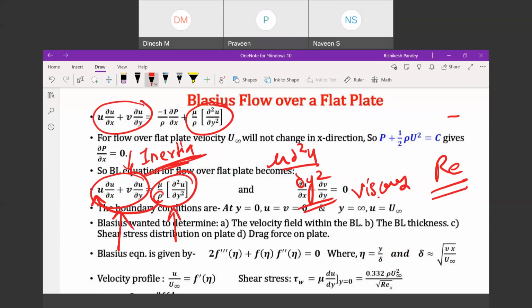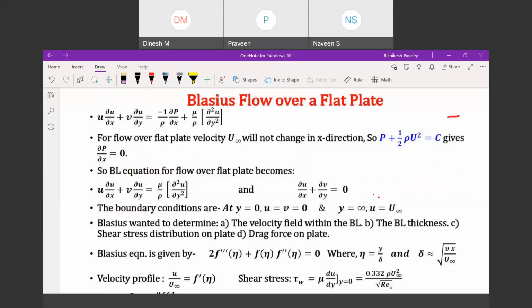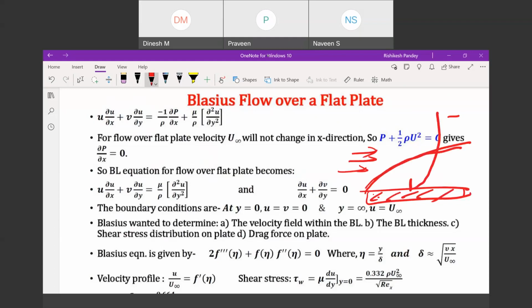Now again, what Blasius did, he actually reduced this equation with the help of some variables and the boundary conditions. Like if this is my flat plate and the fluid is flowing like this, and this is my boundary layer, at any location the velocity profile is something like this. So you see the velocity is varying like this. At y equals to 0, velocity is 0. But at y equals to this, which is y equals to infinity.